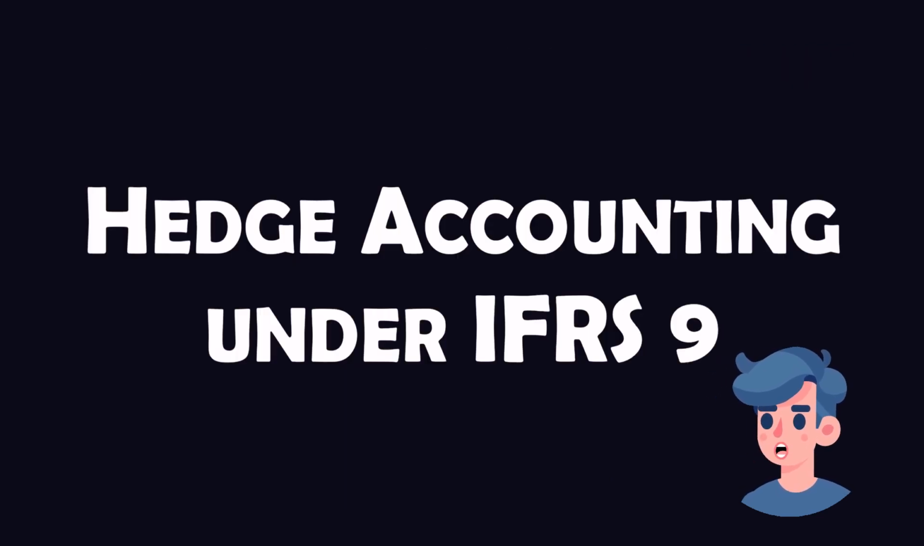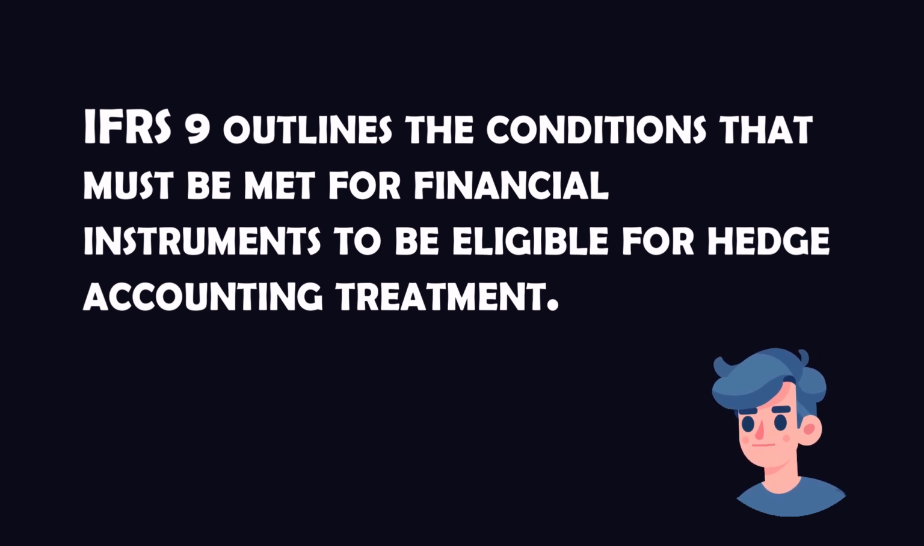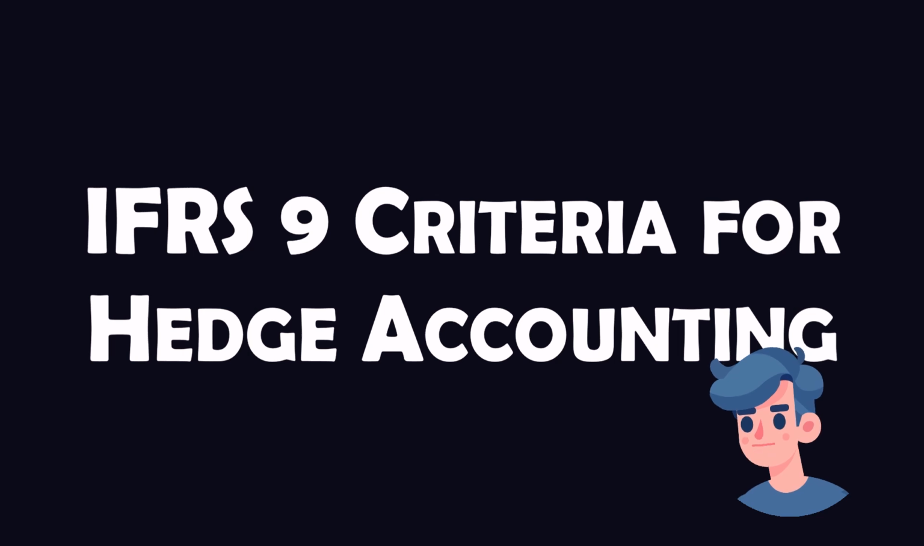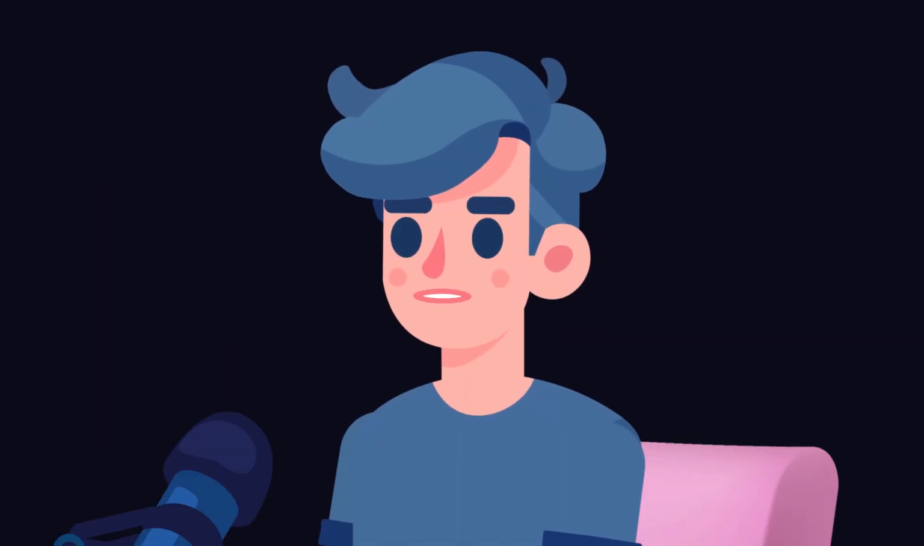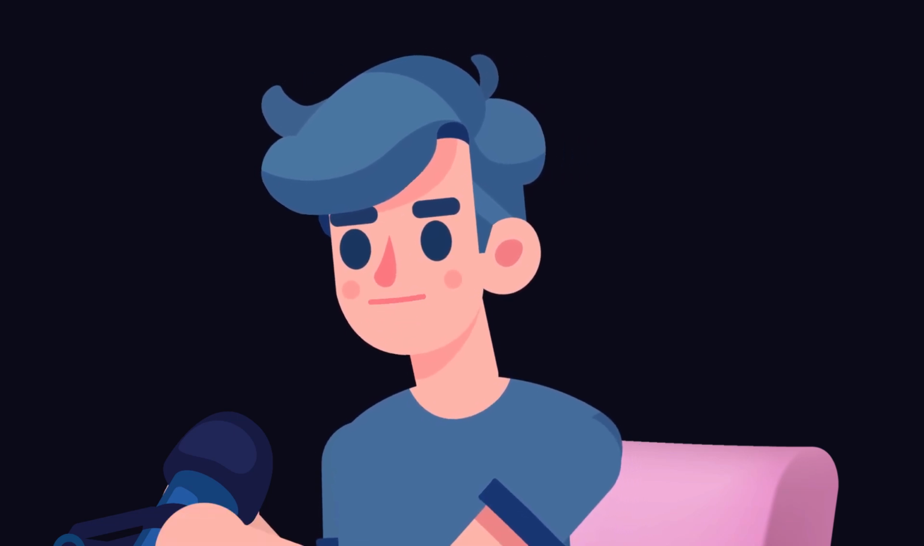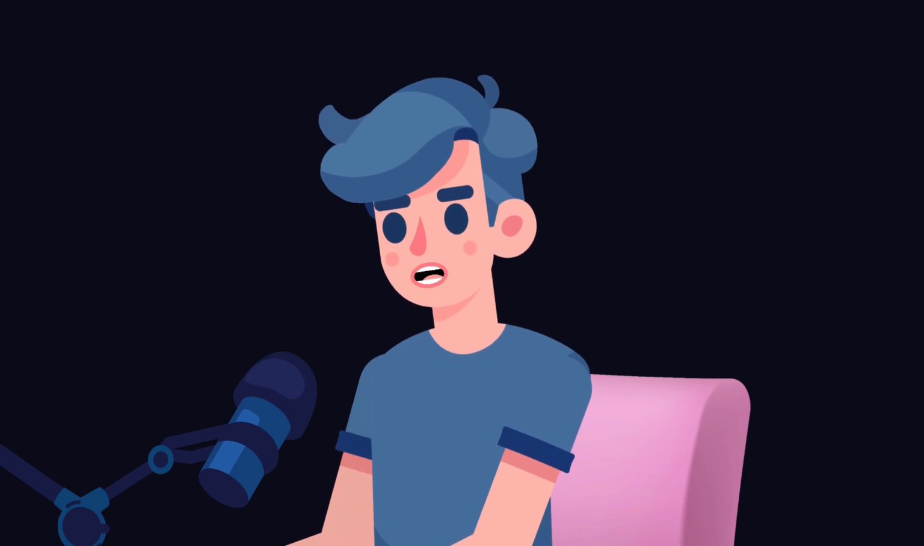Now let's discuss the requirements for hedge accounting under the International Financial Reporting Standards, IFRS. According to IFRS 9, for a hedge to qualify for hedge accounting, it must meet specific criteria. The criteria include formal documentation at inception, a clear economic relationship, and hedge effectiveness. The documentation must specify the hedging relationship, objectives, and risk management strategy.